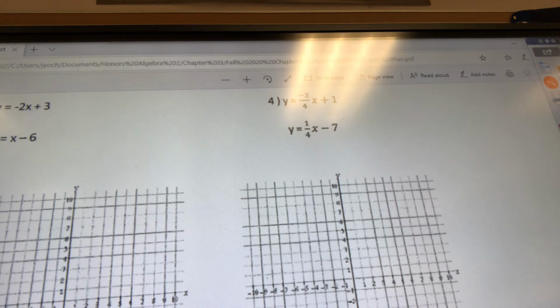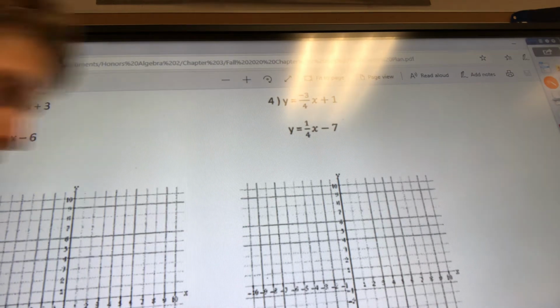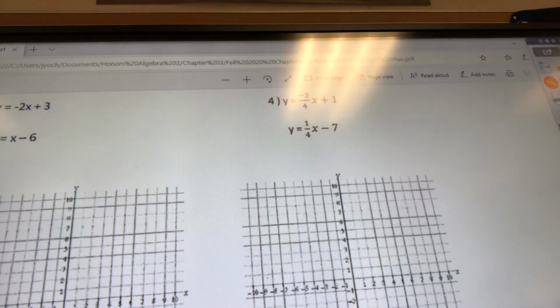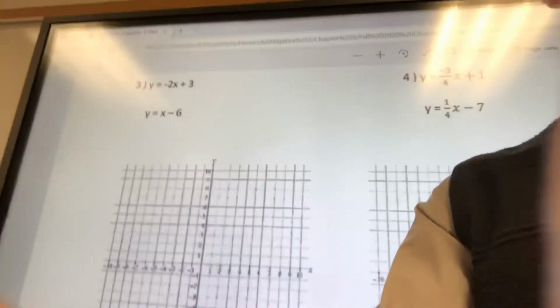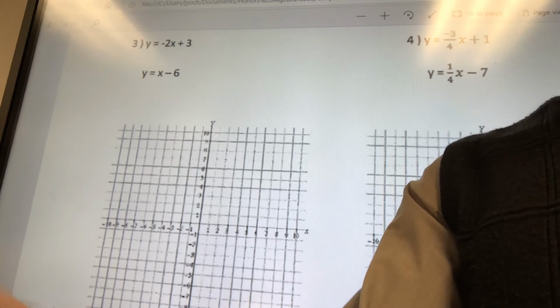I promised pages 1 through 3, 9 through 11, a lot of these in your Chapter 3 Game Plan Part 1. Here we are on page 1. We are solving by graphing, okay?